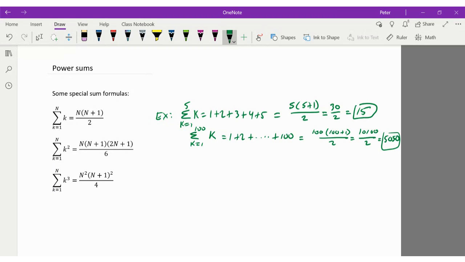How are these formulas demonstrated? They are demonstrated by a process called mathematical induction that I don't really want to get into. These are just formulas for adding up the first k numbers, the first k squares, and the first k cubes.